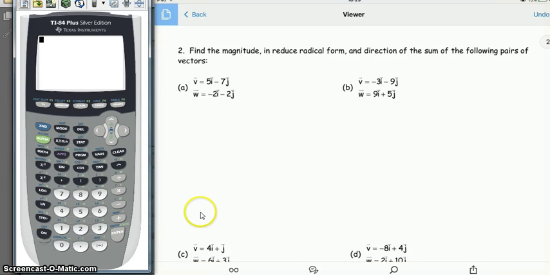We're going to talk about number 2 here. Number 1 will be uploaded later. First thing you want to do is make sure your calculator is in degrees.